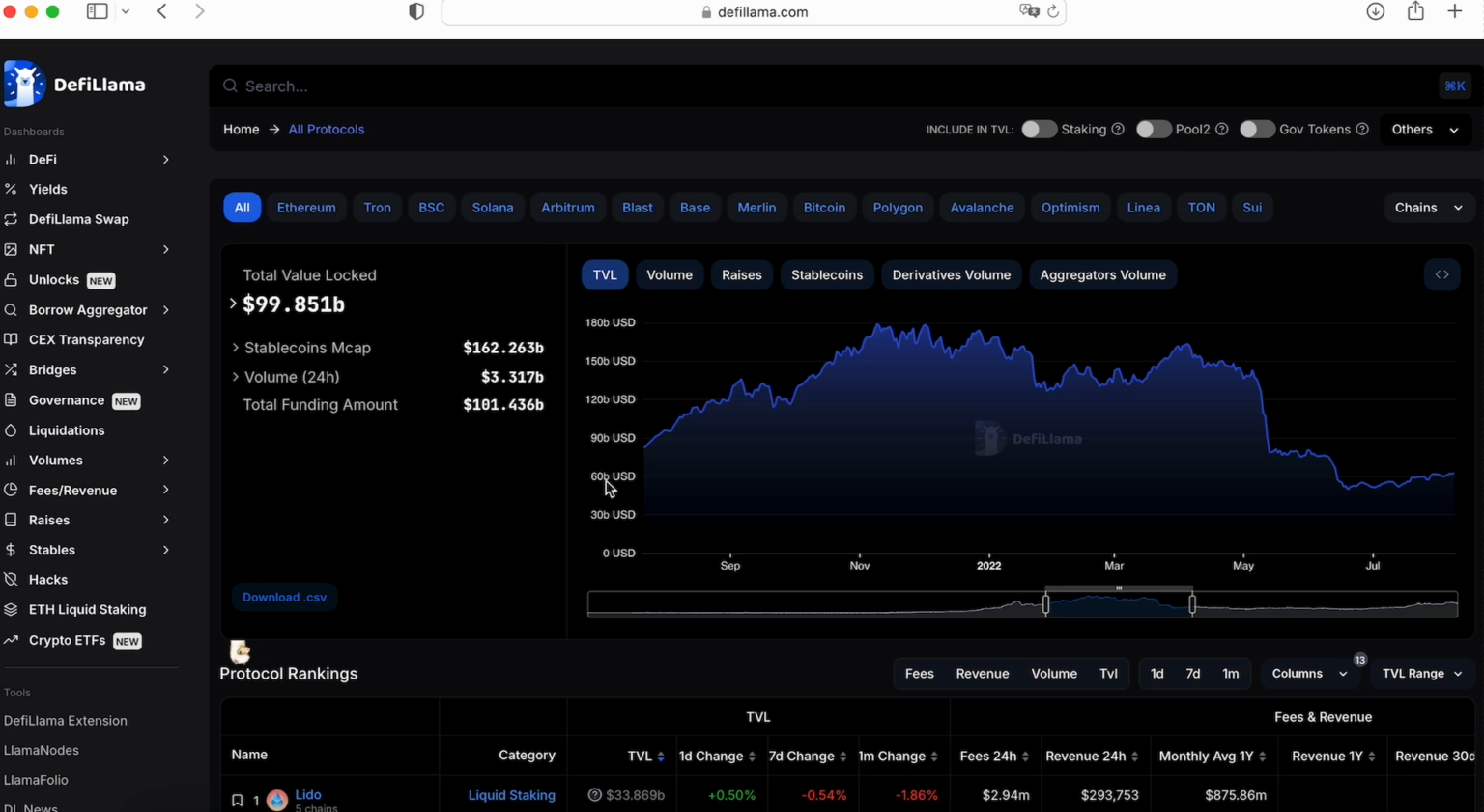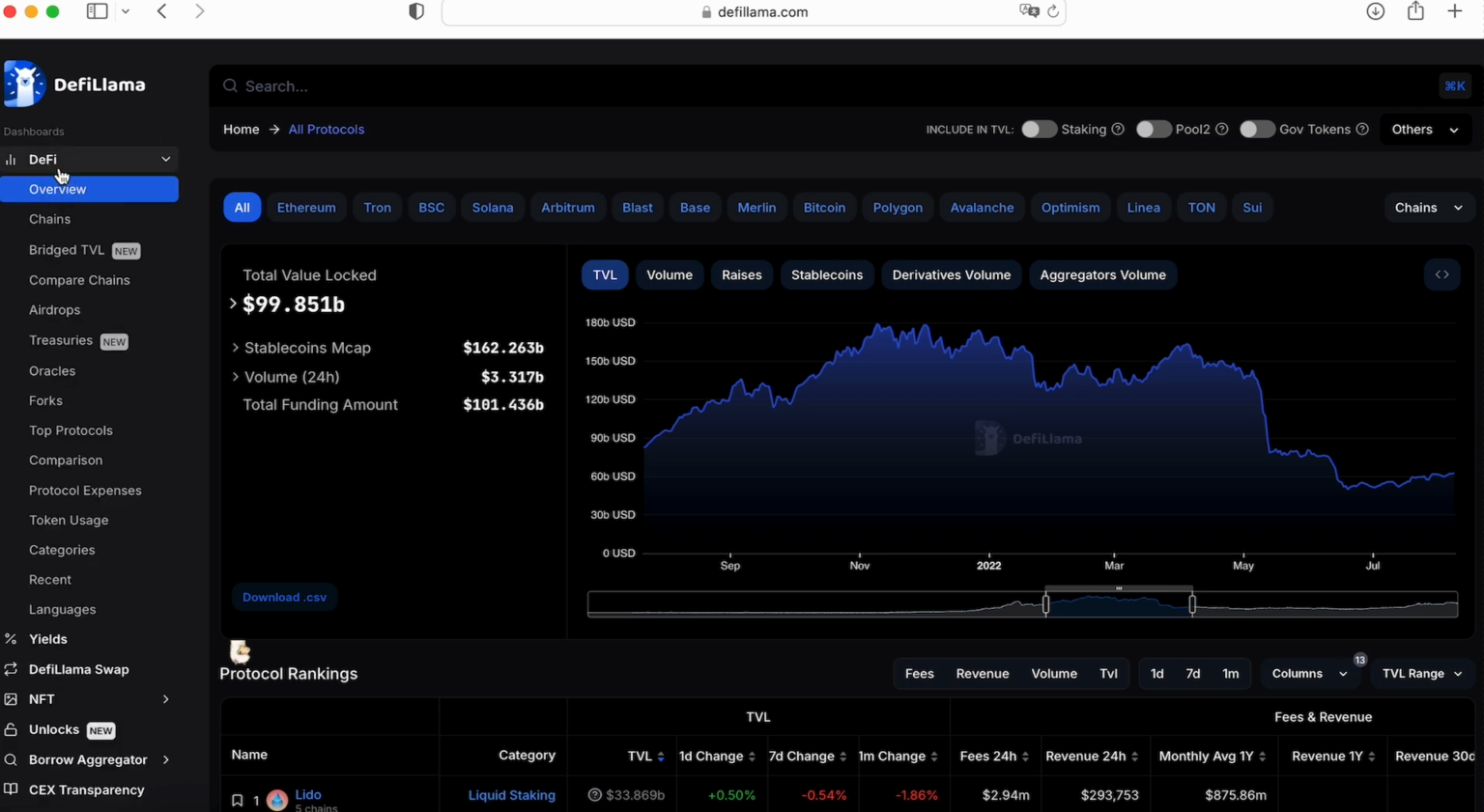I already made a video about how to use the total value locked, TVL. It's like a market cap, and how you can compare this data, and how this data can help you to determine potential price movements. On the main page of DeFi Llama, you can see the dashboard.